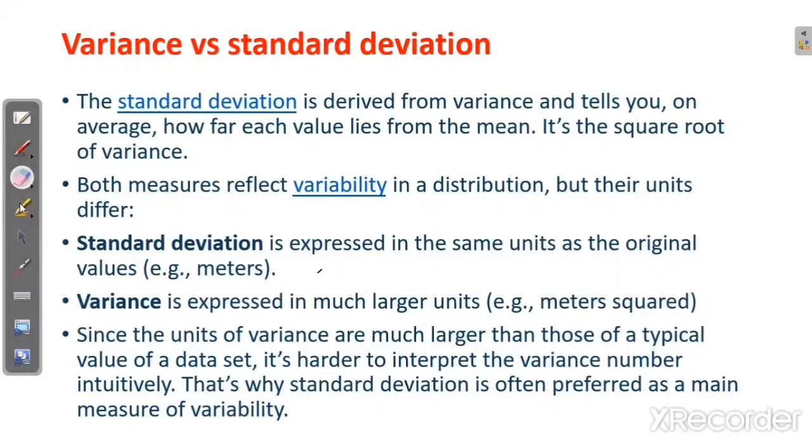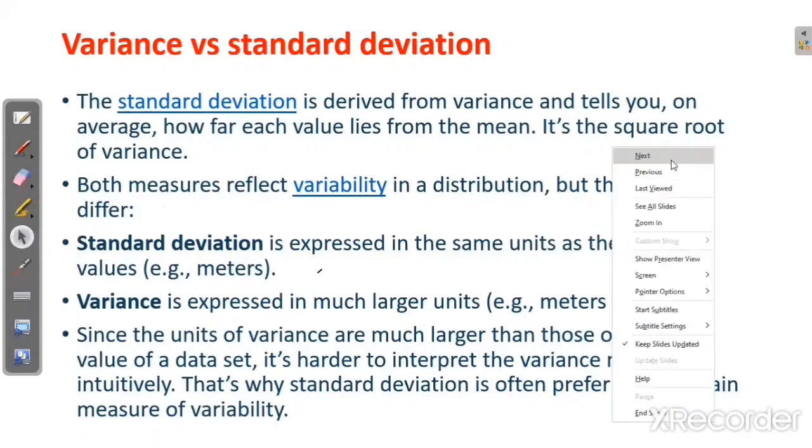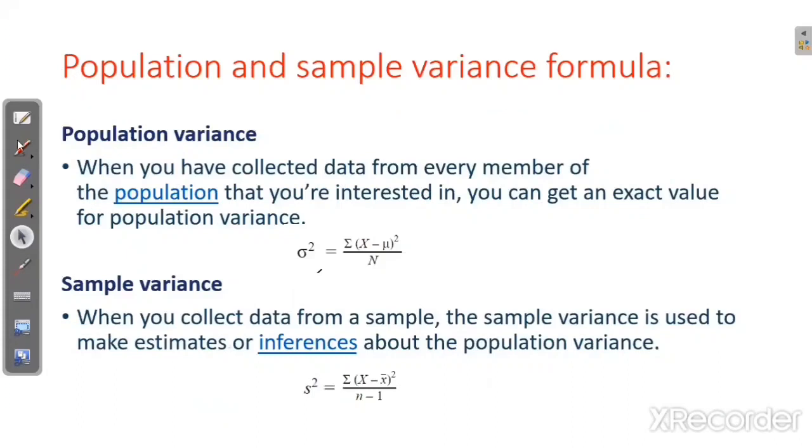The next thing is that there are two types of variance, population variance and sample variance, and there is a small difference in the formula of the two. If we collect the data from every member of the population, it is known as the population variance, and the formula is sigma of (x minus mu) the whole square divided by n. Here we take only n.